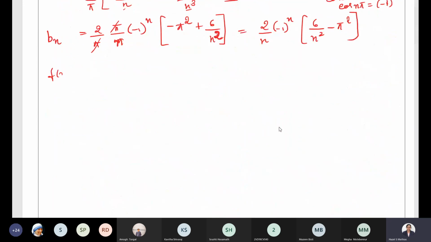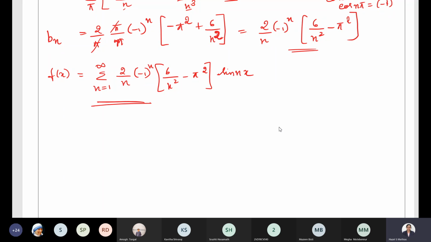So you have to write the entire step. Both a0 and an are 0, so you can start with summation n equal to 1 to infinity bn. Write down what is bn: 2 by n into minus 1 power n into 6 by n square minus pi square into sin nx. Is it correct? Amok, does this match with your answer? Yes, ma'am. Okay. So anybody has any doubt? Those who have solved this question yesterday, check.